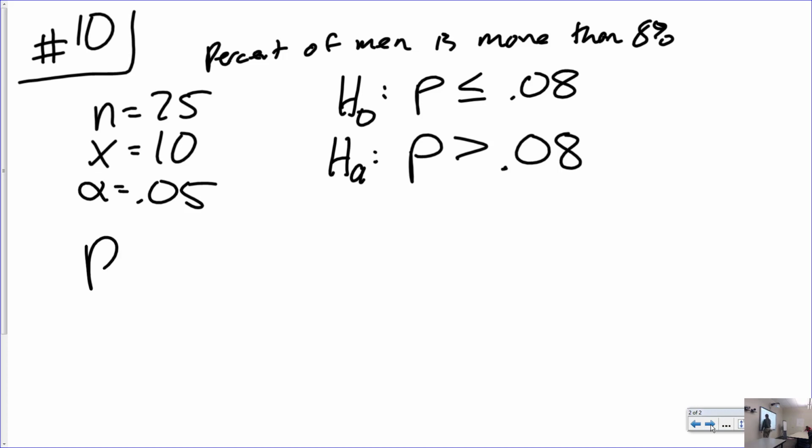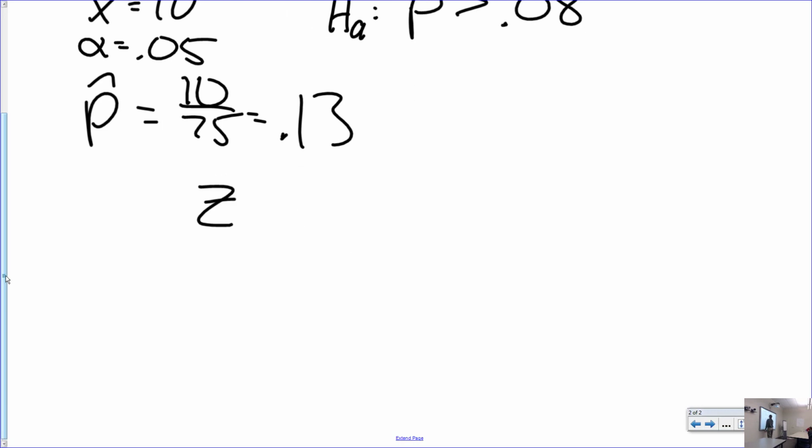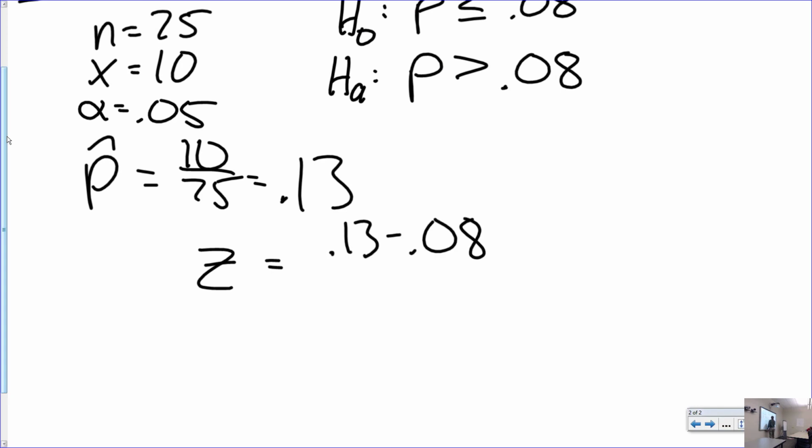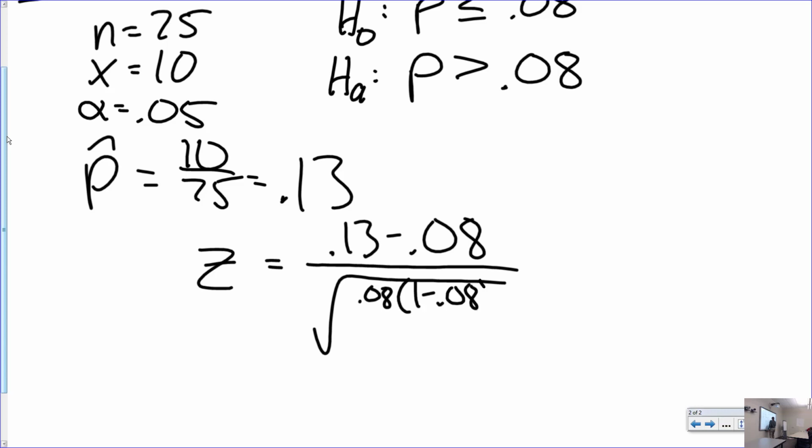So, again, before we move on, what's p hat? 10 over 75, 0.13 repeating. So what is our z-score, folks? P hat 0.13 minus p 0.08, all over the square root of 0.08 times 1 minus 0.08 all over 75.